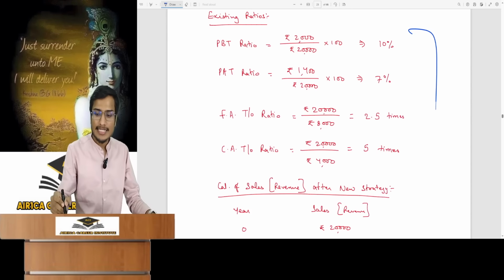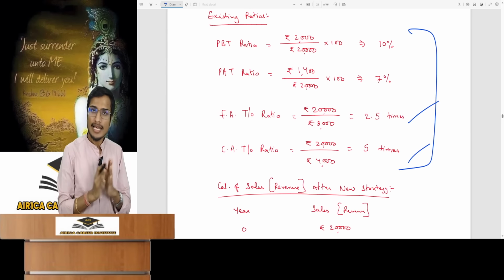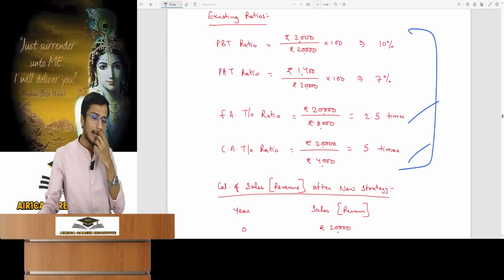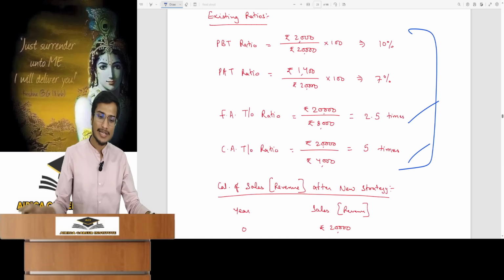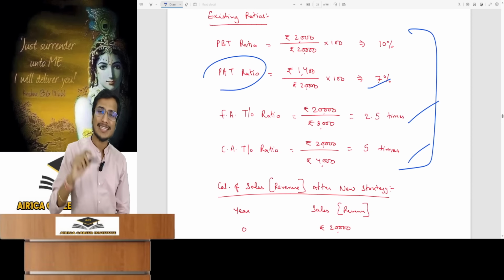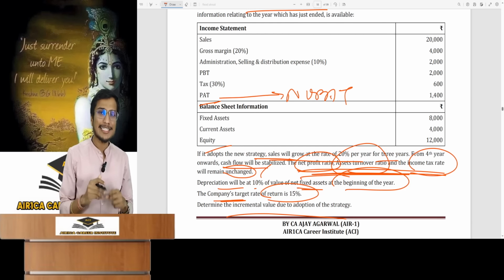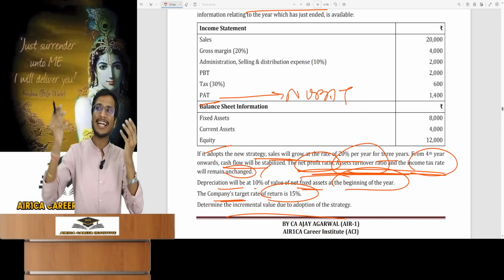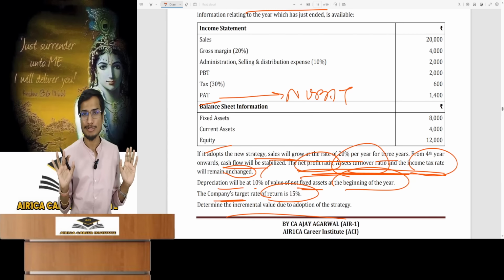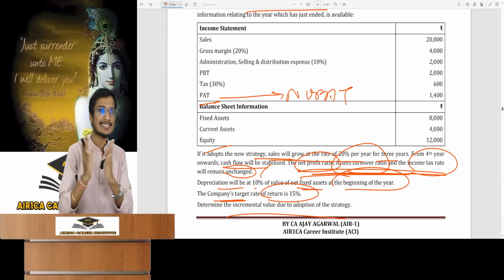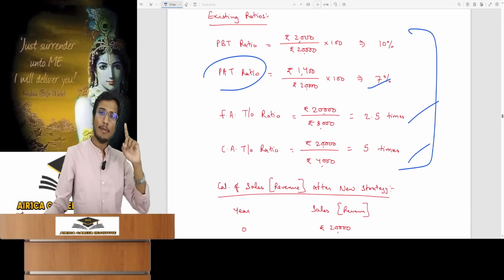Calculate the existing ratios: PBT, PAT, fixed asset turnover ratio, and current asset turnover ratio. We calculate these ratios using the provided formulas because they will continue in the future. The PAT ratio was 7%. I've told you how future sales will grow, so you get the sales for each year. Then applying the PAT ratio gives you the PAT, which is NOPAT for this question. Notes cover everything if studied properly. Alright, so we got the NOPAT.